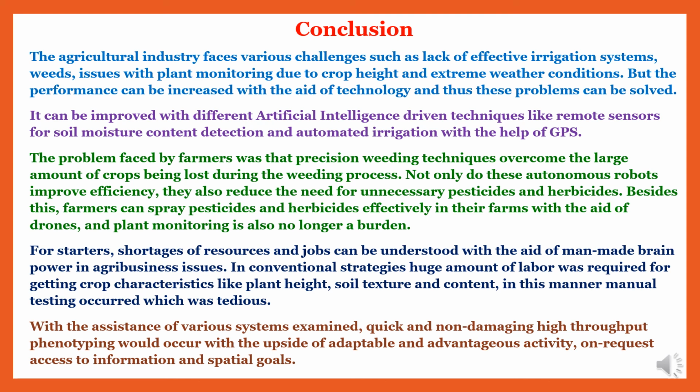For starters, shortage of resources and jobs can be addressed with the aid of man-made brain power in agri-business issues. In conventional strategies, a huge amount of labor was required for getting crop characteristics like plant height, soil texture and content. In this manner, manual testing occurred, which was a tedious job. With the assistance of various systems examined, quick and non-damaging high throughput phenotyping would occur, with the upside of adaptable and advantageous operation, on-request access to information and special goals.